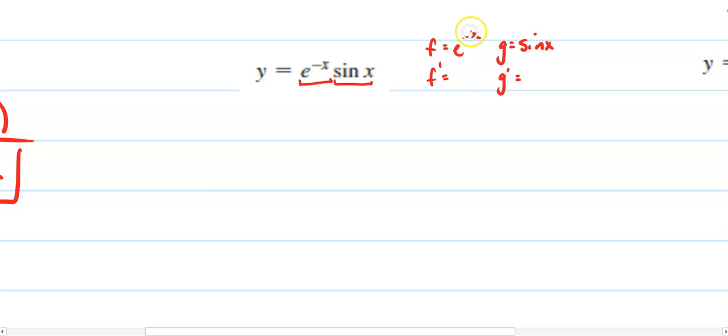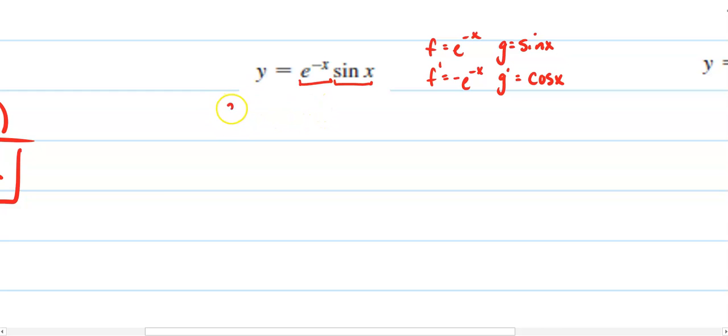So the derivative of e to the negative x, this is kind of like that rule number 12 or 13, I think, e to the kx power. k happens to be negative 1. So I'm going to write this as negative 1 e to the negative x power. That's our derivative of e to the negative x. And we just learned that the derivative of sine is cosine.